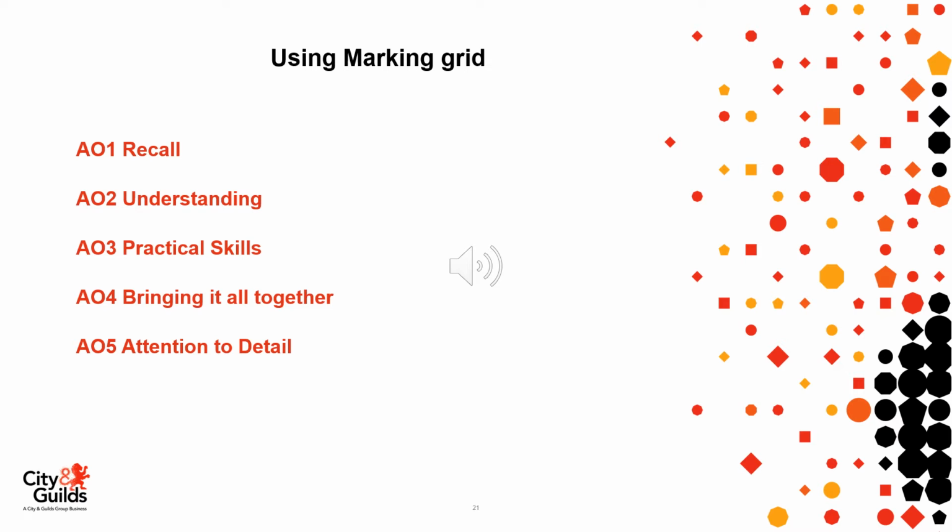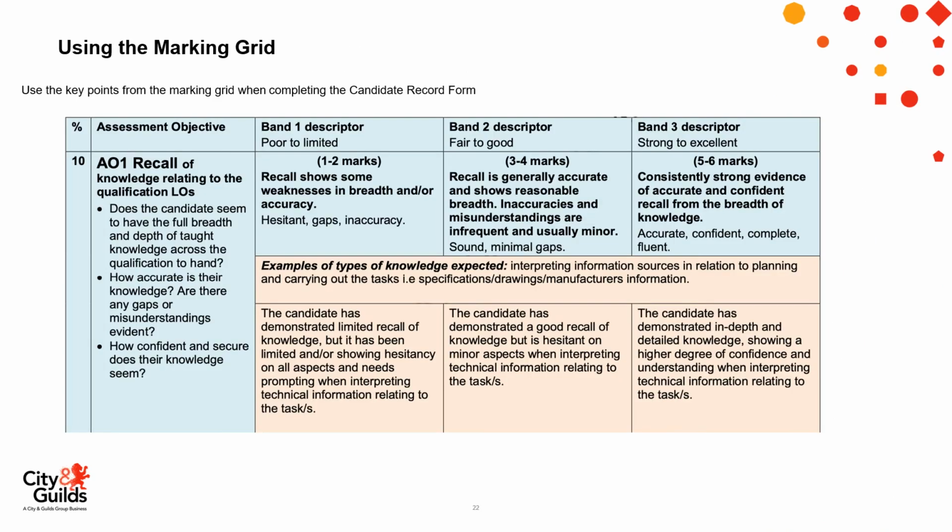AO3 used to record the candidate's practical ability, skills and techniques adopted when completing the synoptic task. AO4, this records how well the candidate uses knowledge and skill to problem solve technical implications with each practical task. AO5 looks at the detail of workmanship, perfecting each element of the work to receive subsequent application and follow-on trade. The following slides look at the marking grid.